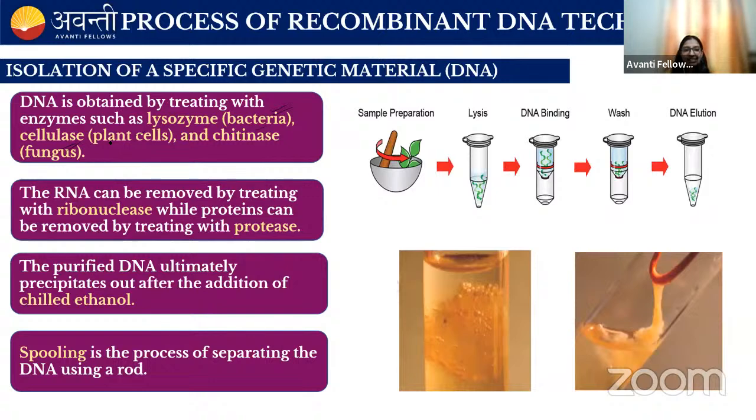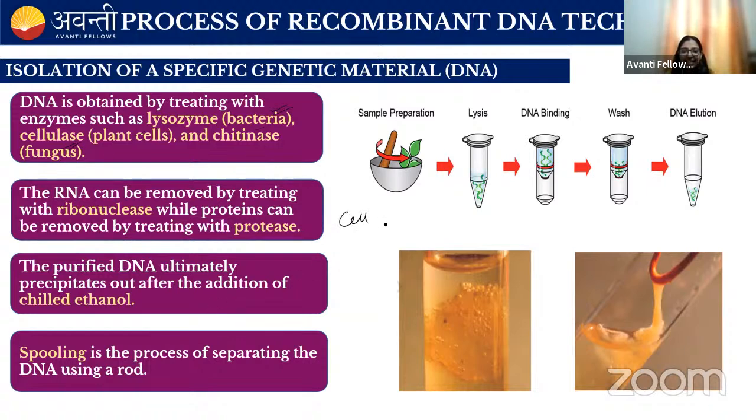Second one is the plant cell. The plant cell has a cellulose cell wall. So I have to expose the plant cell to cellulase enzyme. Fungi have a chitin cell wall. So I have to expose the fungi to chitinase enzyme to degrade their cell wall.